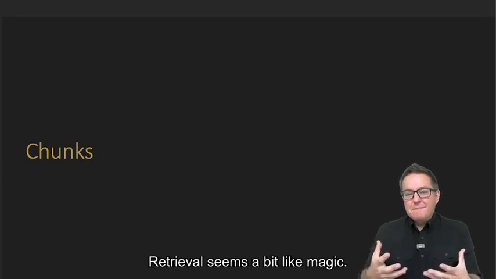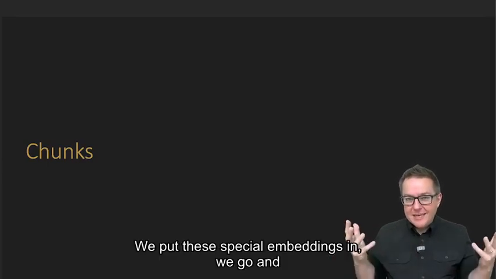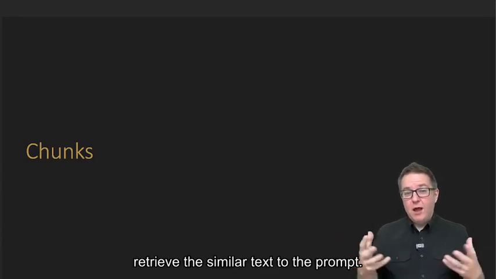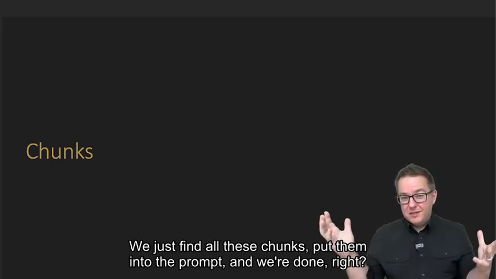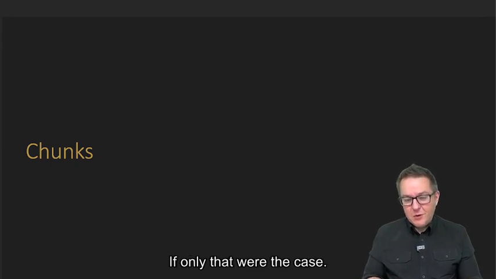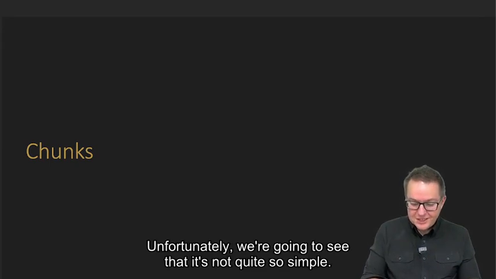Retrieval seems a bit like magic. We put these special embeddings in, we go and retrieve the similar text to the prompt, we just find all these chunks, put them into the prompt, and we're done, right? It seems so simple. If only that were the case. Unfortunately, we're going to see that it's not quite so simple.